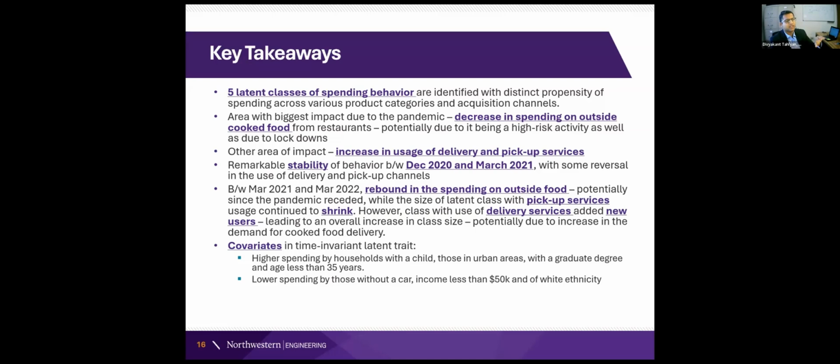But at least during that 2-year period where we were capturing all of that, we did see 2 to 3 times increase in the use of delivery and pickup services, as well as a lot of stability in behavior for these things. Of course, how they look now is yet to be revealed with the new data that we hope to collect very soon.